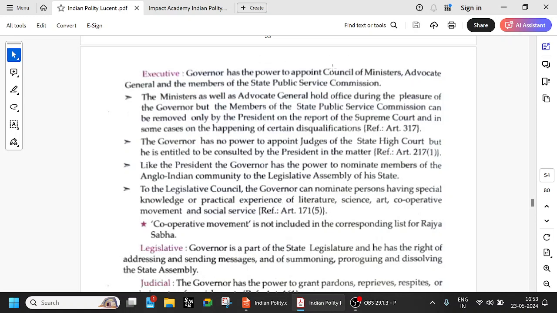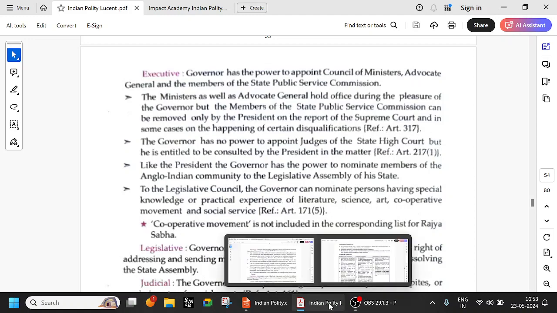So the governor appoints council of ministers, advocate general, and members of the state public service commission. He does not appoint chief justice or judges of high court, because president does so in the case of Supreme Court, but governor does not in the case of high court. The ministers as well as the advocate general hold office during the pleasure of the governor. But the members of the State Public Service Commission can be removed only by the president on the report of the Supreme Court, and in some cases on the happening of certain disqualification. Okay, this is Article 317.